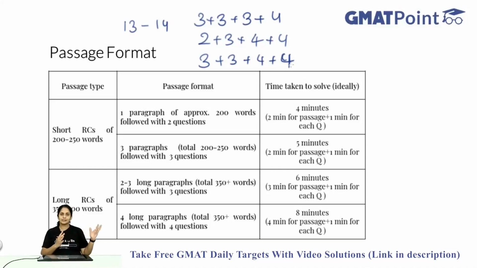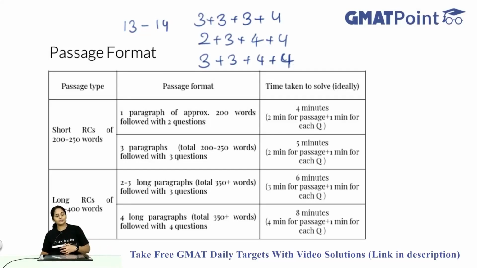The shorter RCs, as I said, would be 200 to 250 words. If you have a very short RC of 200 words, you will get 2 questions, because the length of the paragraph is somehow correlated with the number of questions you can ask from it. If you get a paragraph of around 250 words, you can get 3 questions from it.